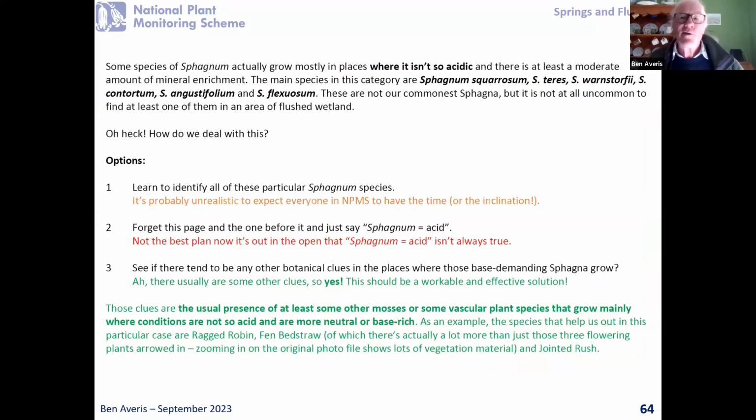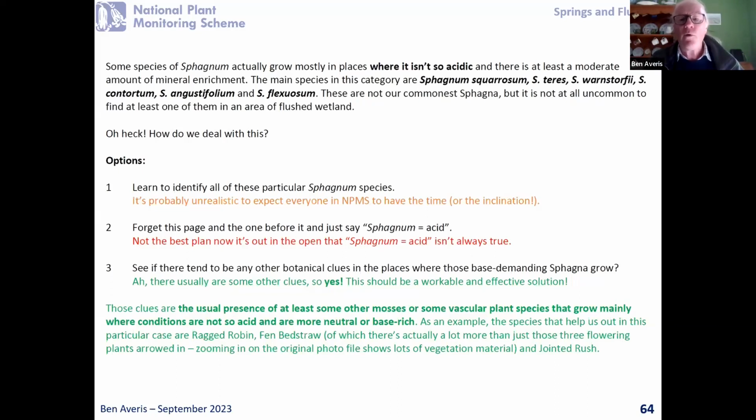No, not really, because now it's been raised and said it isn't always acid. You can't forget about it. Look for any other clues if there are any, and there usually are. What usually you find is that if you've got a sphagnum that likes it less acid, growing very commonly on the ground, then it's likely to be accompanied by at least a smattering of some of those herbs or some of those other mosses that are indicators of it being a bit base-rich, not so acid.